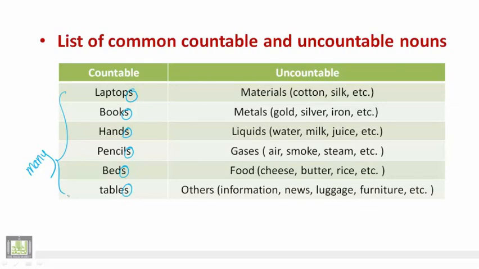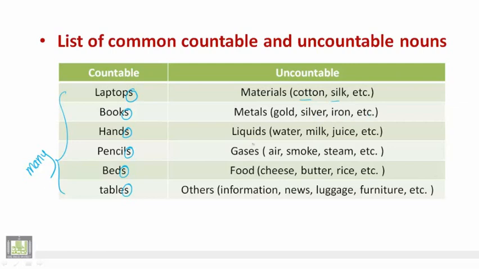common uncountable nouns, and they are categorized as categories. تم تصنيفهم كمجموعات أو خانات. For example, number 1, materials, المواد. Some examples are cotton, القطن أو الحرير. We cannot say many cottons. We say only cotton or much cotton. Metals, المعادن, such as gold, silver, iron, etc. كالذهب والفضة والحديد وآخر أشياء أخرى.